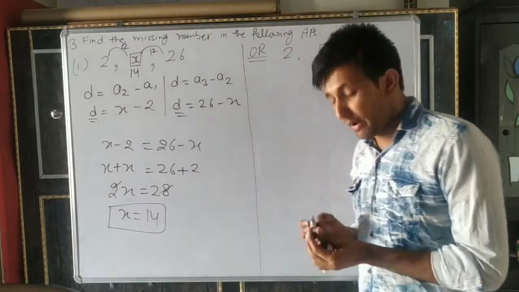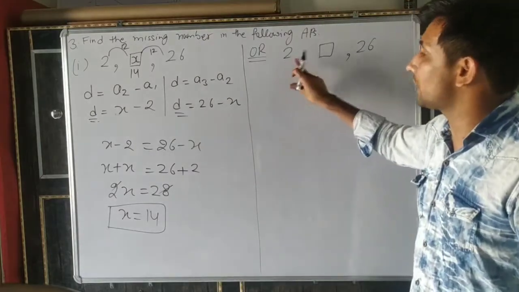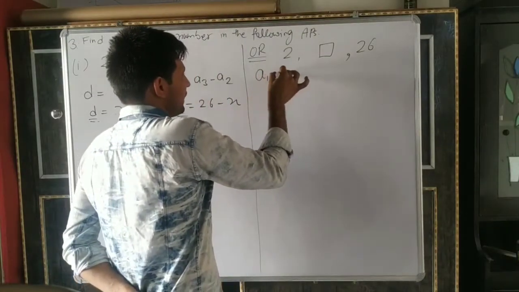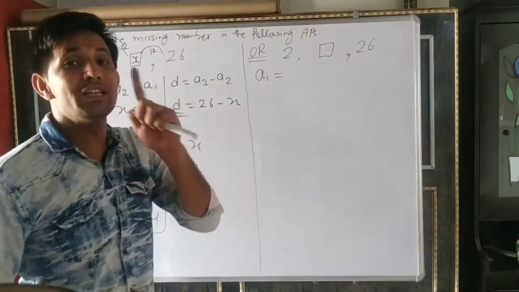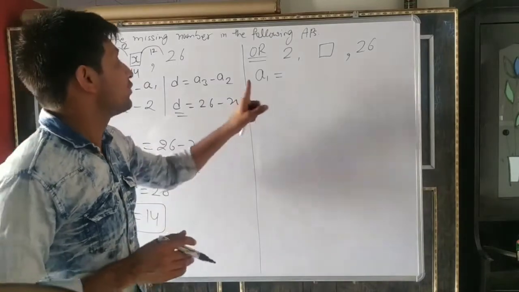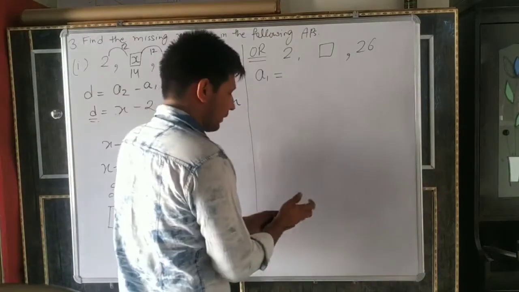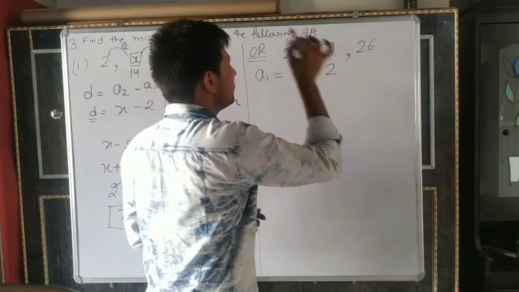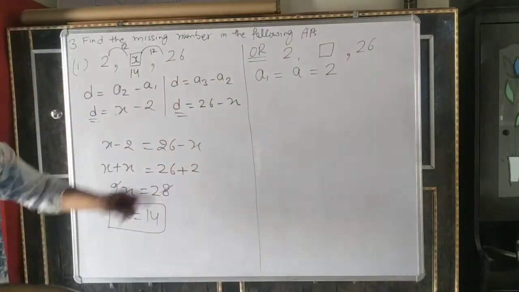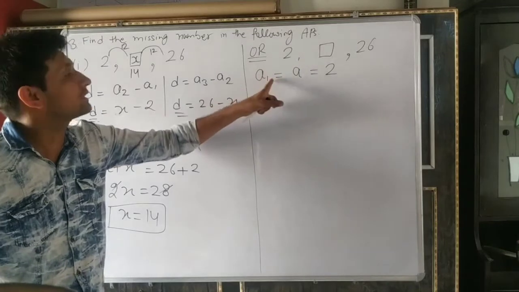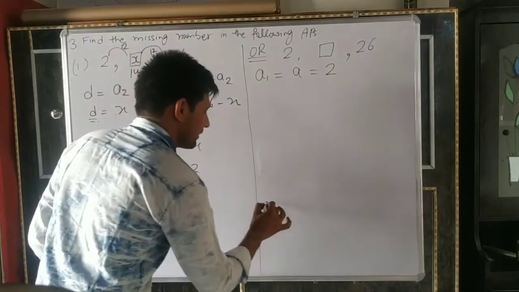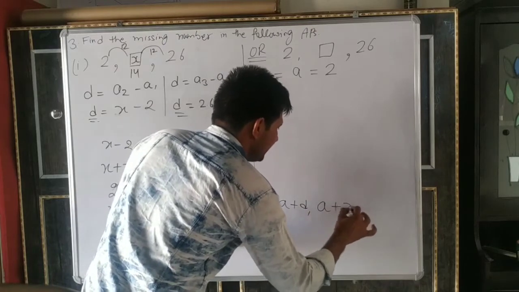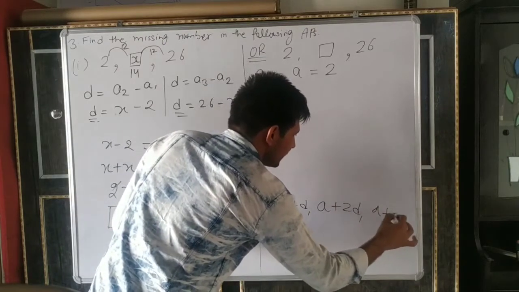Look, everyone knows a1. Always first we write the values. In the general form of an AP, the first term a1 is always equal to a, and here a is 2. Understand or not? The first term in general form, what is the general form? a, a plus d, a plus 2d, a plus 3d.